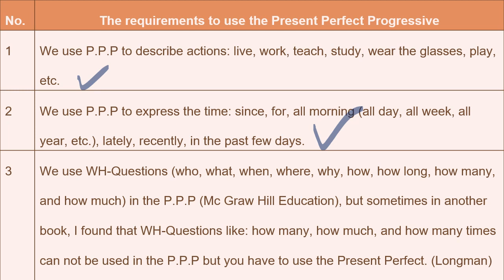Number 3, we use WH questions, for example, who, what, when, where, why, how long, how many, how much in the present perfect progressive. But sometimes in another book I found that WH questions like how many, how much, and how many times cannot be used in the present perfect progressive, but you have to use the present perfect.